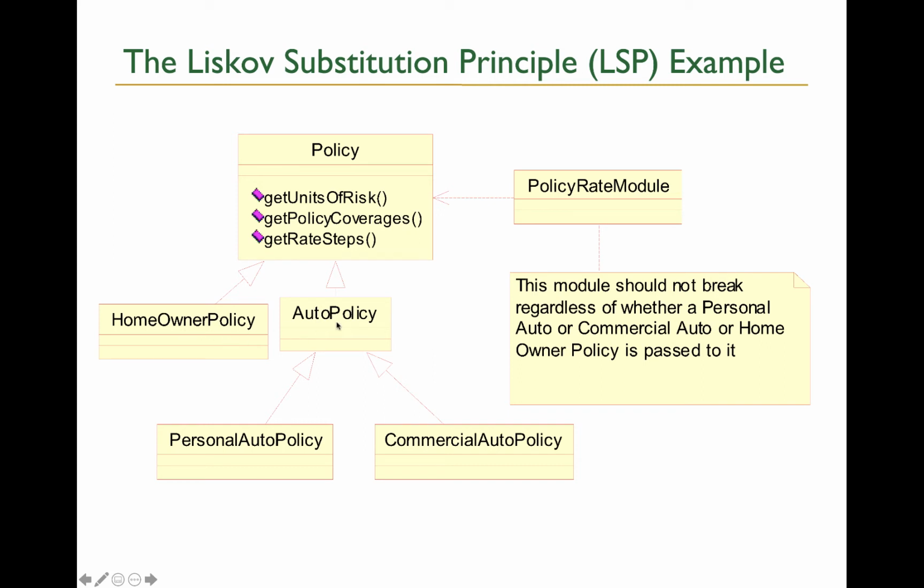Both classes can implement all of this, because no matter whether it's a home or auto, you do have the units of risk to measure the risk, you also have to specify the coverages, and you also need to specify the rate steps. So these methods apply to both subclasses. And for the auto policy, you have a personal car and a commercial car, but no matter what type of car it is, you can still implement or override all of these methods. So this is a very good inheritance structure that ensures all these classes follow the things defined in the parent, and there is no exception.